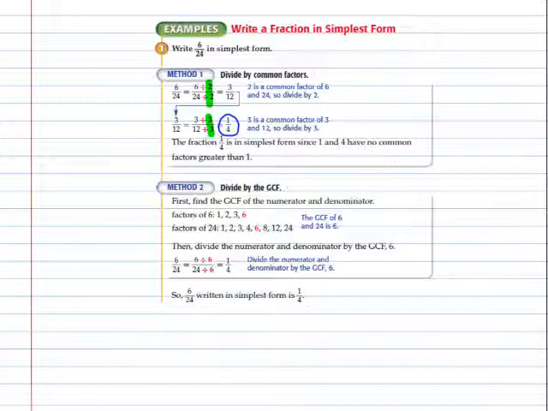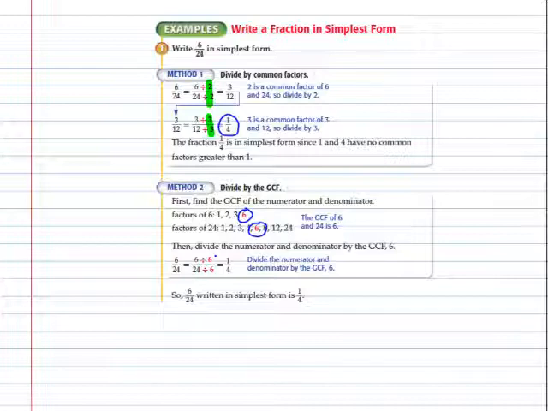Method number 2, find the greatest common factor of the numerator and denominator. A much more difficult job in that you have to list factors of both numbers. Difficult for a lot of people to do. They must be listed in order from least to greatest. In this case, the factors of 6 are 1, 2, 3, and 6. The factors of 24 are 1, 2, 3, 4, 6, 8, 12, and 24. The resulting greatest common factor then is 6.